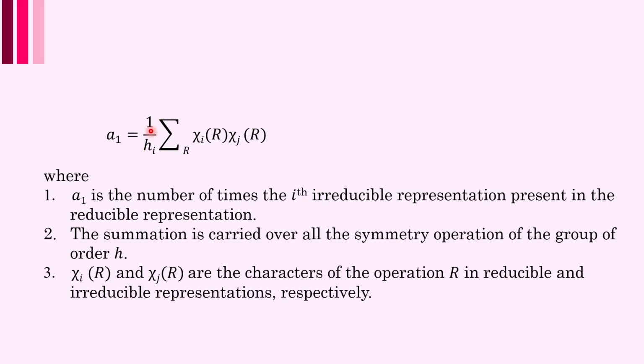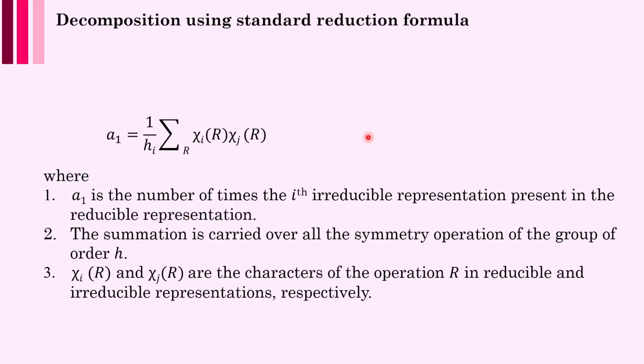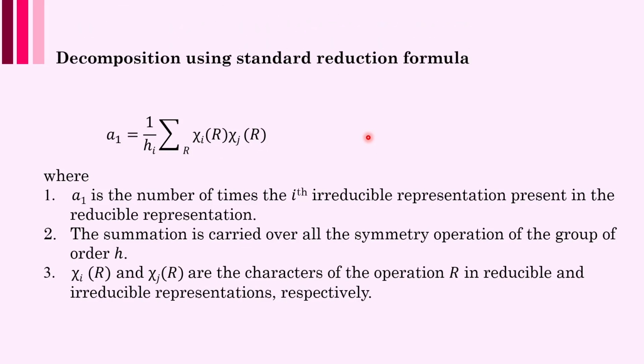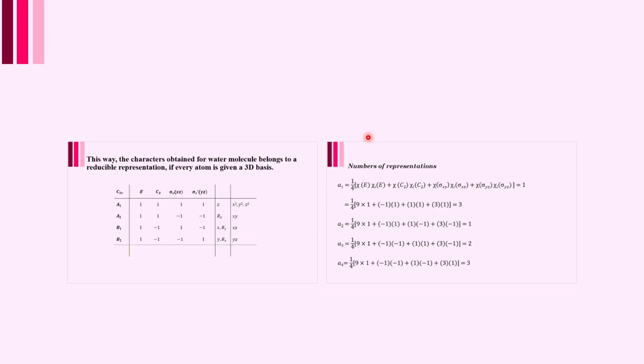So a_i is the number of times that the ith irreducible representation has appeared. 1 upon h, where h is the order of that particular point group, that is the total number of symmetry elements. Chi_i and chi_j are respectively from one of the reducible and one of the irreducible components. And this way you can compute the reducible representation as the sum of the irreducible representations. This is a standard reduction formula that we are generally using.